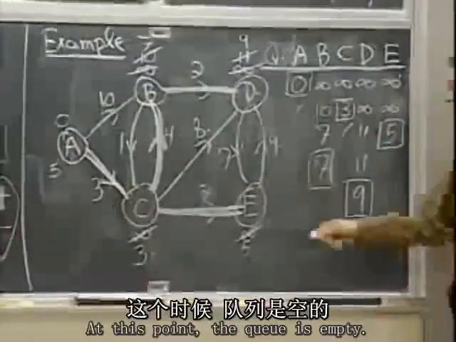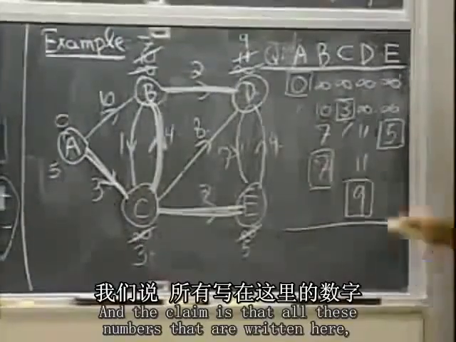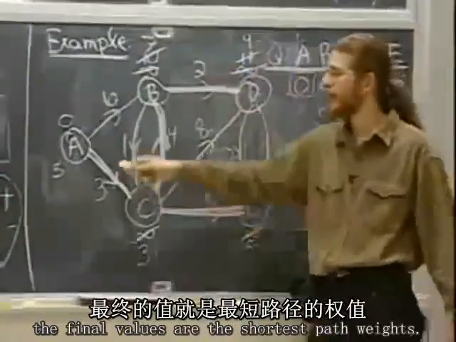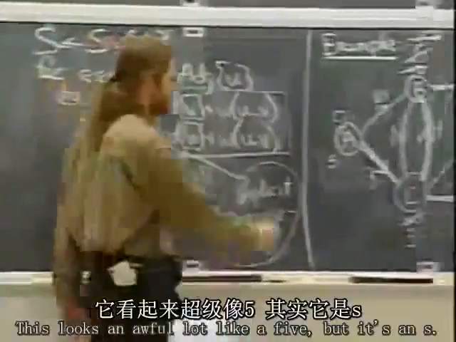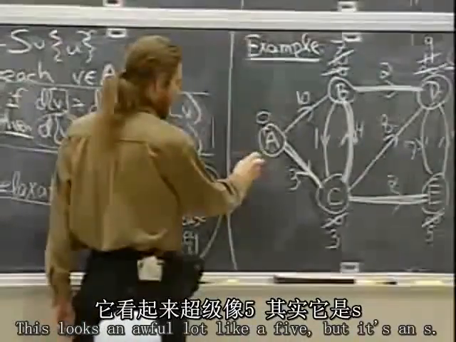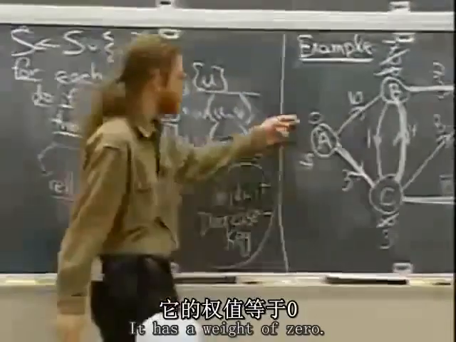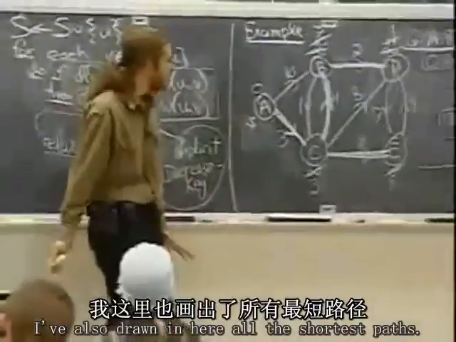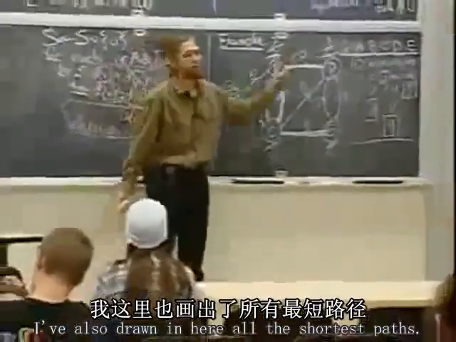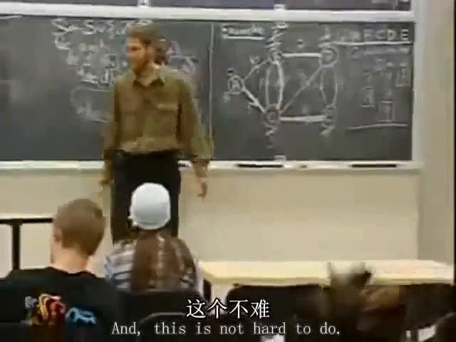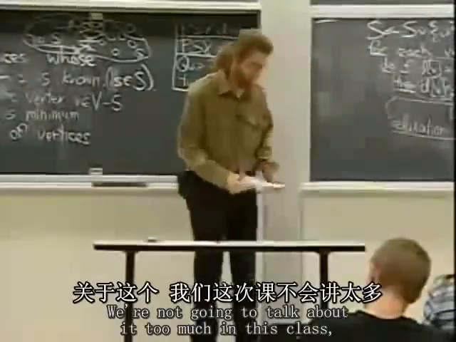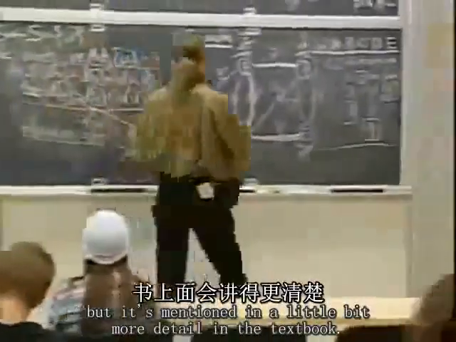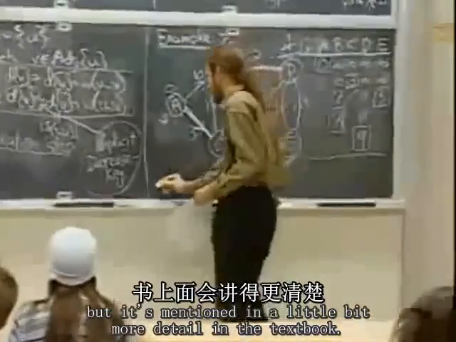At this point, the queue is empty. And the claim is that all these numbers that are written here, the final values, are the shortest path weights. Okay, this looks an awful lot like a 5, but it's an S. It has a weight of 0. Okay? I've also drawn in here all the shortest paths. And this is not hard to do. We're not going to talk about it too much in this class, but it's mentioned in a little bit more detail in the textbook.